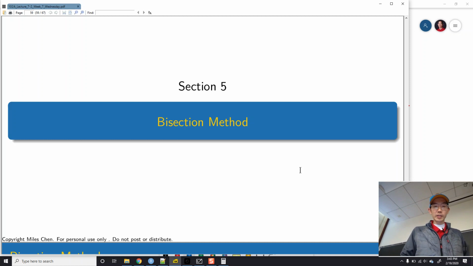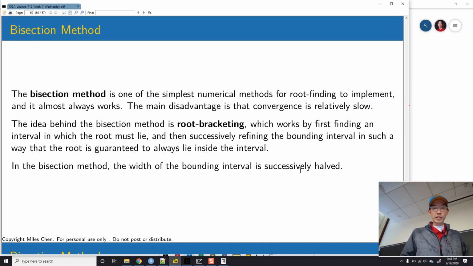Okay, the last method is the bisection method, okay? It's very simple. It's a little bit slow, but this one is guaranteed to work, okay? So the other methods, it might not converge. Bisection method is guaranteed to converge to find a root, okay? And all it requires is that you bracket the root, okay?